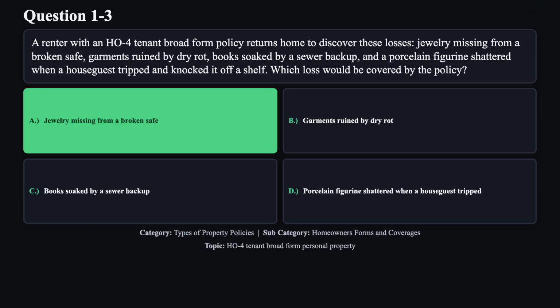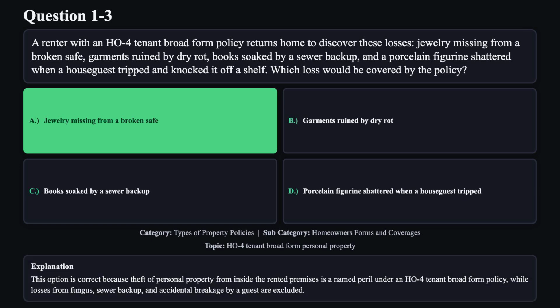The correct answer is A. This option is correct because theft of personal property from inside the rented premises is a named peril under an HO4 tenant broad form policy, while losses from fungus, sewer backup, and accidental breakage by a guest are excluded.